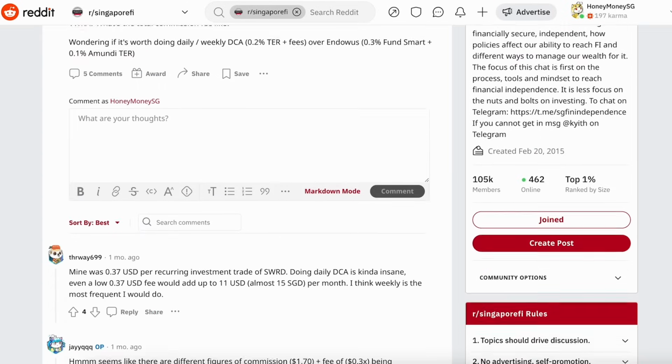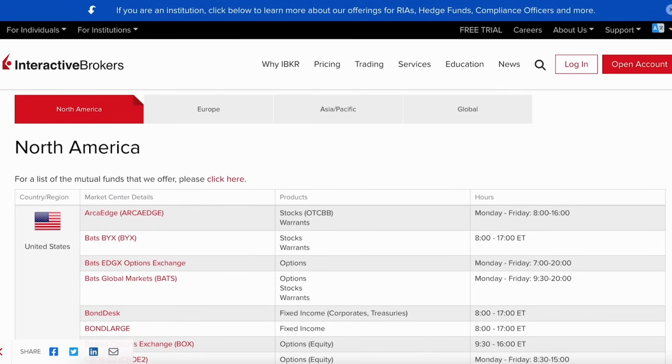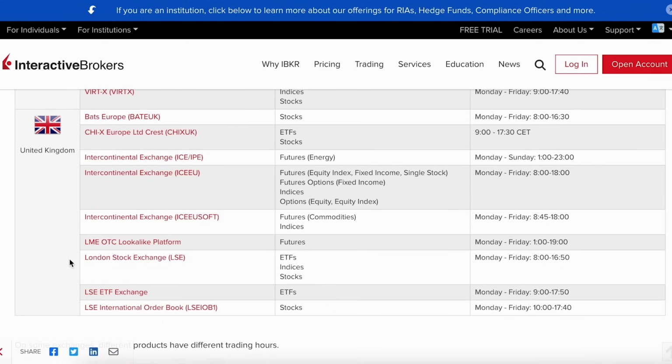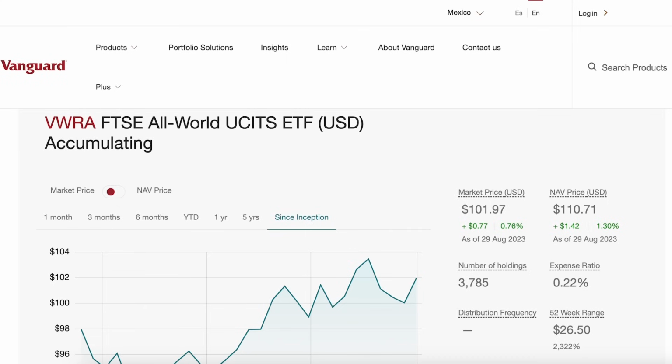And I just learned of this method browsing through Reddit Singapore FI. The good thing about Interactive Brokers is that it has a lot more access to global international markets, not just US markets. It also has access to the London Stock Exchange, which means you can buy Ireland domiciled ETFs at fractional shares. And the most popular ETF on Reddit must have been the VWRA Vanguard All World ETF.